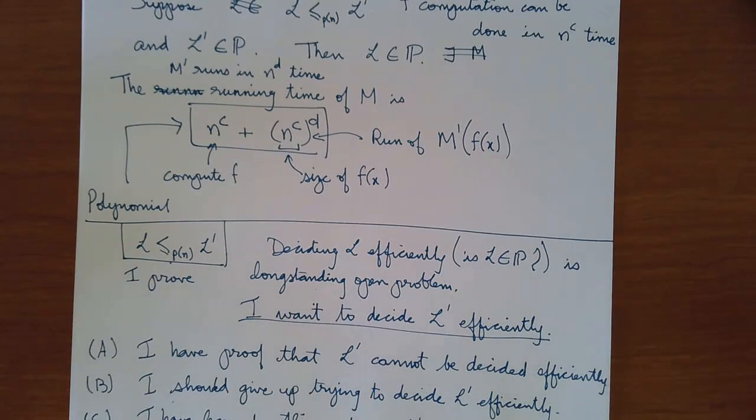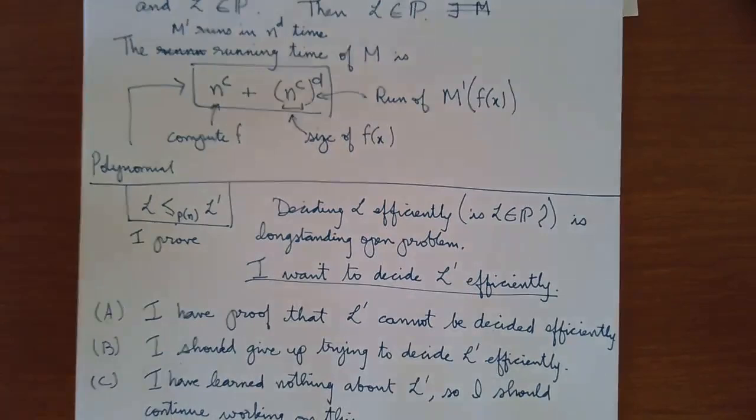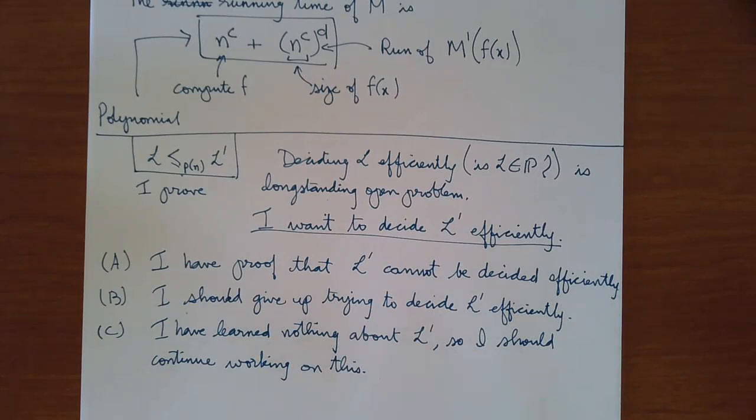Which of these options makes sense? A is, I actually have proof that L prime cannot be decided efficiently. B is, I should give up trying to decide L efficiently, even though I don't have a proof. And C is, actually, I've learned nothing about L prime, so I should just continue to work.